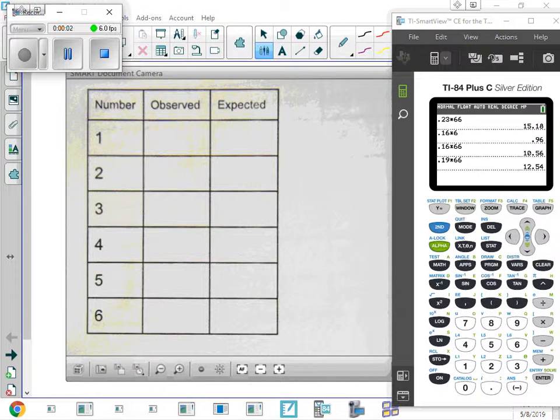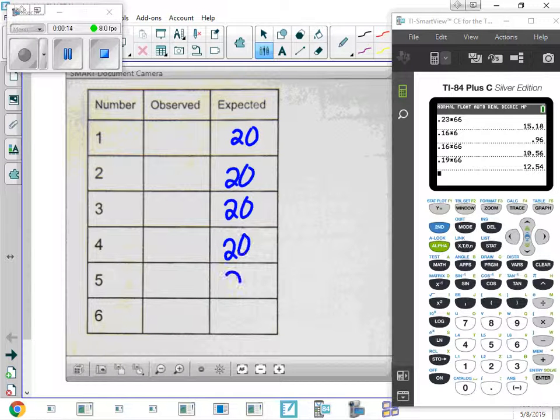So on the first page of this worksheet, we're going to put the expected down here. If we roll the dice 120 times, the number 1 should show up 20 times. And it turns out that's the same for all of these. Okay. Now, our observed should be close to 20, but it's probably not going to be exactly 20.